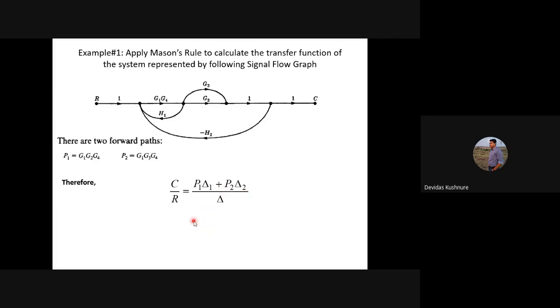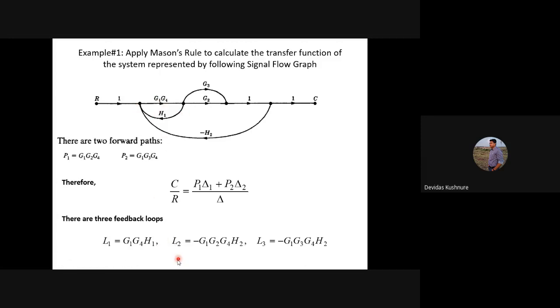For calculating delta, we should know the loops, right? So we have to check how many individual loops we have. You can see G1, G4 and H1; that is one of the loops. A loop is a closed path which starts from a particular node and terminates at the same node. So G1, G4, H1 is the closed path, right?